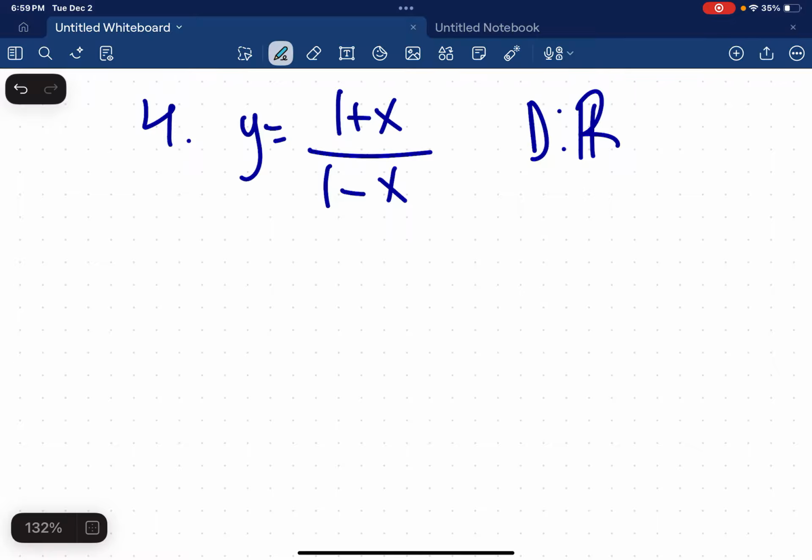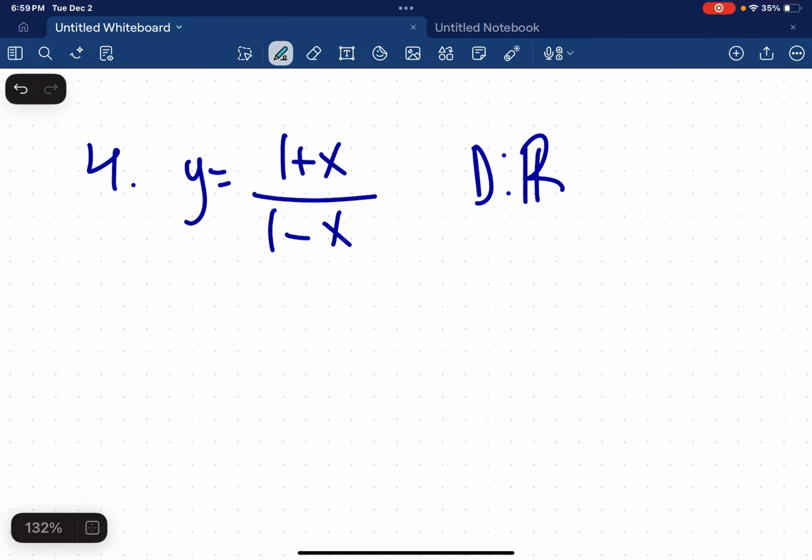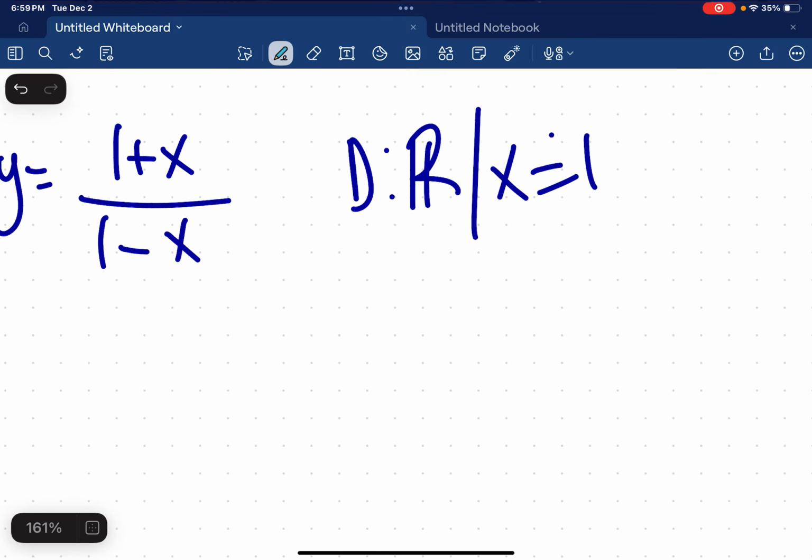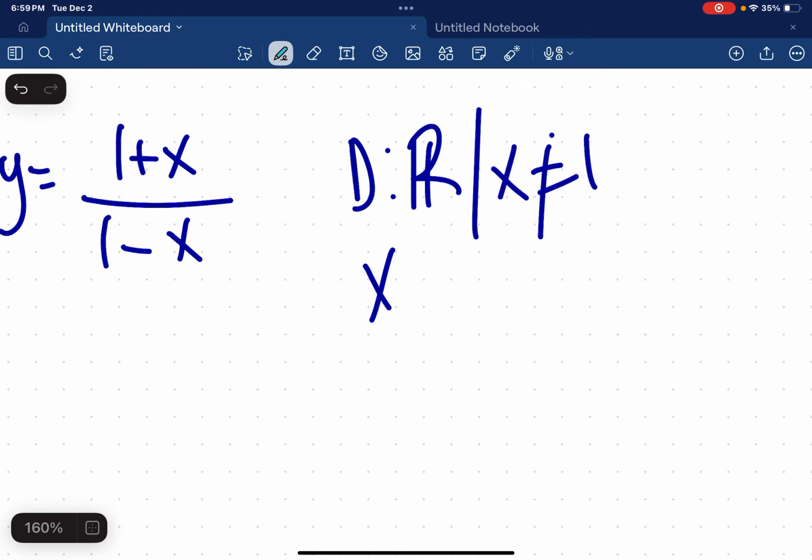Okay, remember domain here, domain is going to be all real numbers such that x does not equal 1 in this case. So when x equals 1, the equation is just not going to exist, which means that our first line of asymptote is going to be x equals 1.